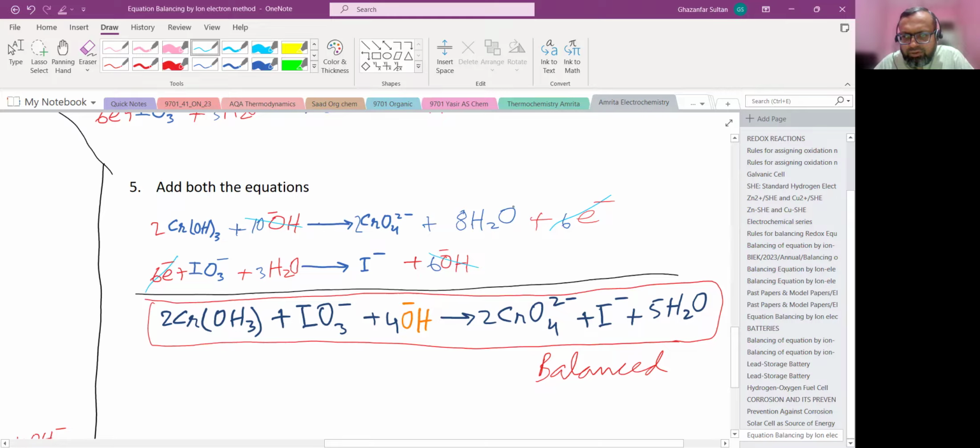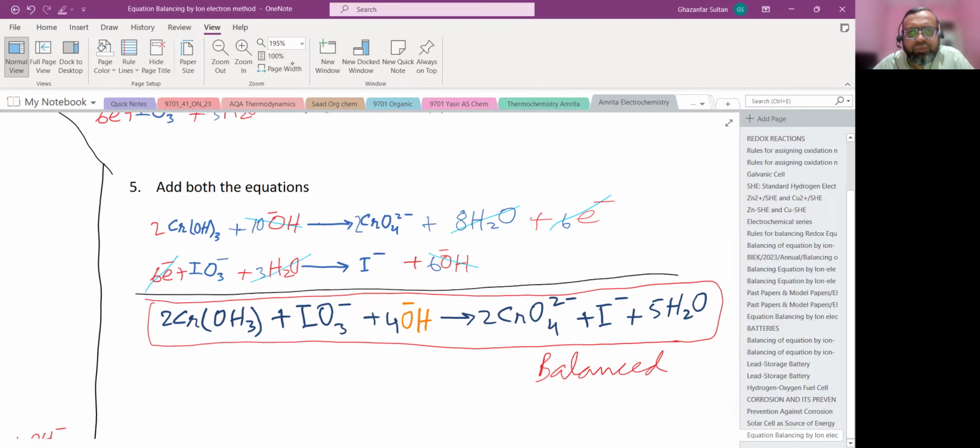But see water, there are 3 water molecules on left hand side, but 8 water molecules on right hand side. So the remaining water is 5 water molecules on right hand side. So on the right hand side there are 2 chromates and 1 iodide. Hydroxide ion has been cancelled. Only 5 water molecules are there. So in this way the equation is balanced.